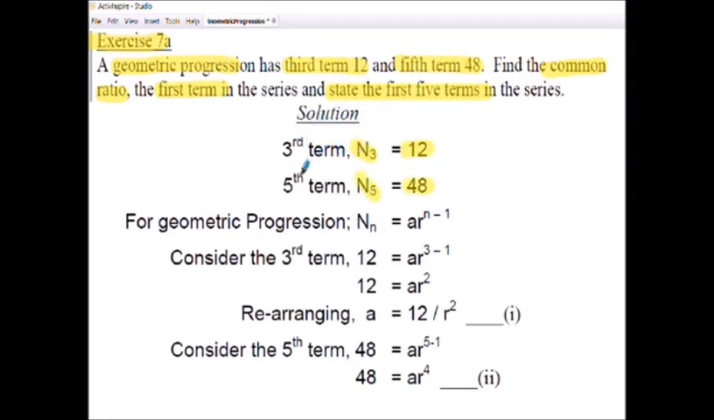Using the geometric progression formula, Nn, I can create 2 simultaneous equations. So if we consider the third term, the 12 value on the left hand side, that equals ar to the power of n minus 1, that would be 3 minus 1. Simplifying that, 12 is equal to ar squared. If I rearrange that, I get a is equal to 12 divided by r squared, and I've called that equation 1. If we consider the fifth term in the series, we're told that's 48, that's equal to ar to the 5 minus 1. Little n is equal to 5 here. Simplifying, we get 48 is equal to ar to the 4, and I've called that equation 2.